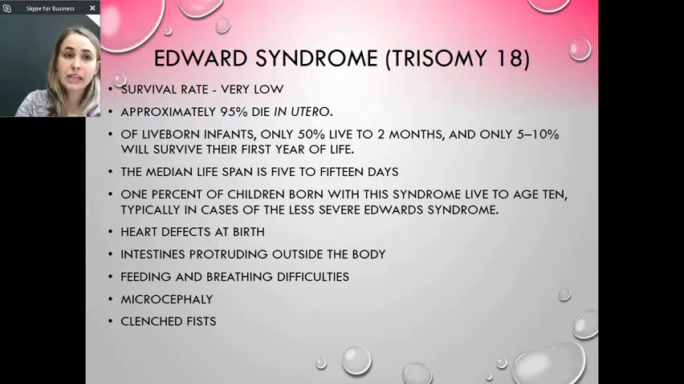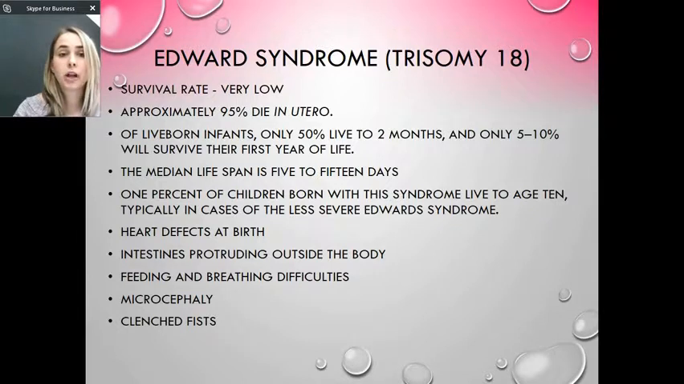Edwards syndrome is another trisomy. It's trisomy 18. And the survival rate, again, of this is very low. These large-scale chromosomal defects are catastrophic when they occur. And the majority of the time, when you have something like that occur and that egg gets fertilized or that sperm fertilizes an egg, then it is not going to result in a live birth. So approximately 95% of fetuses that have Edwards syndrome die in utero and end up miscarrying.